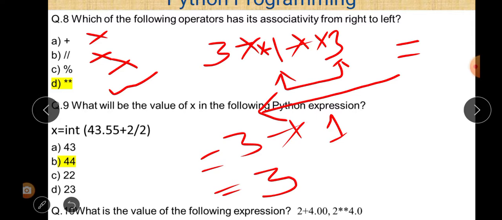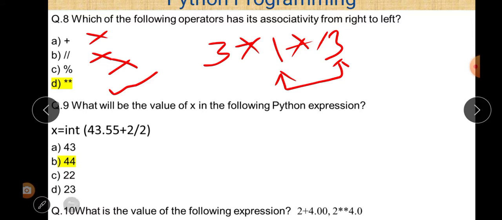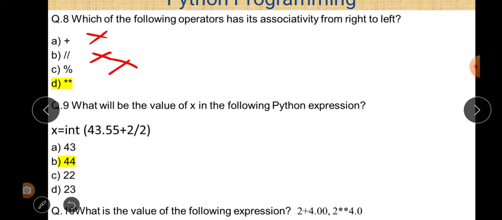Now let us talk about another question, question number 9. You can see that explicit type conversion is there. What is explicit type conversion? Actually, type conversion is of two types, implicit and explicit. When Python itself converts one data type into another automatically, that is implicit, and it is always converted from lower to higher. For example, int is converted to float value.